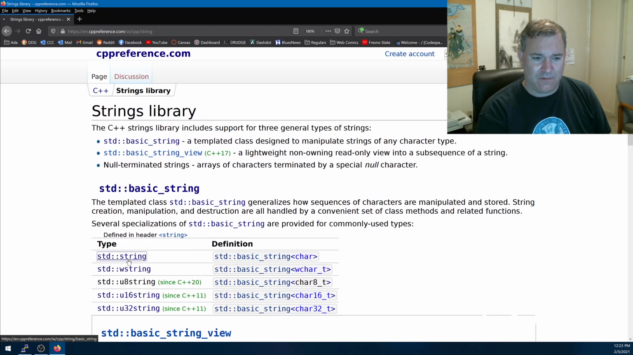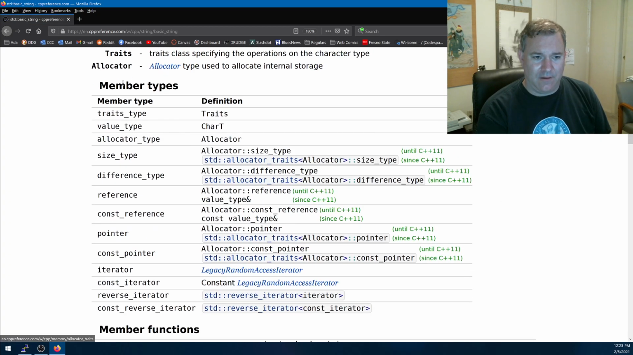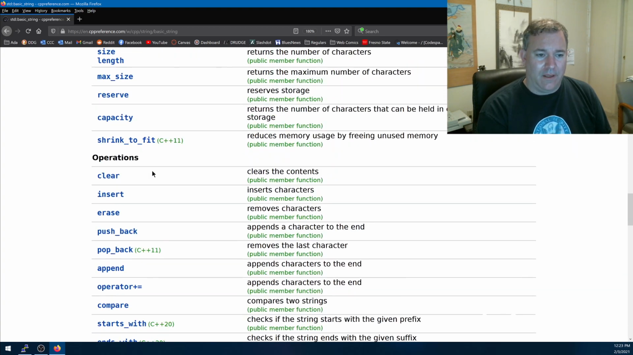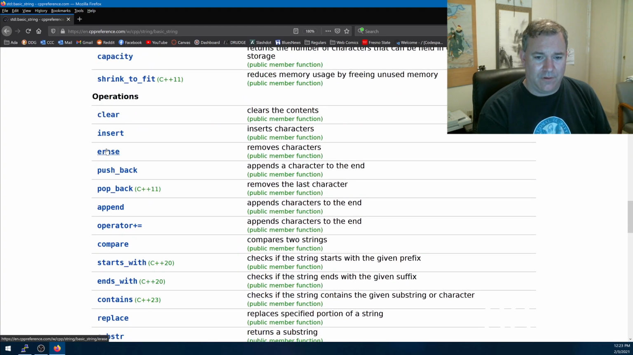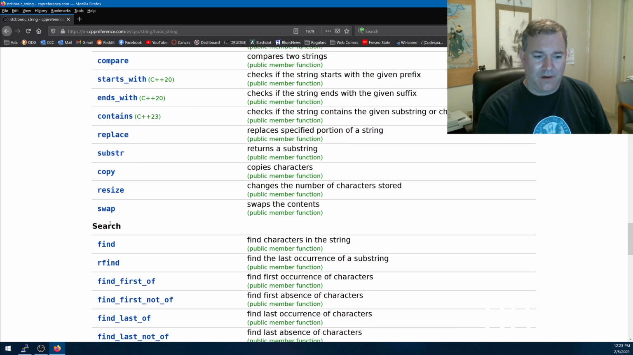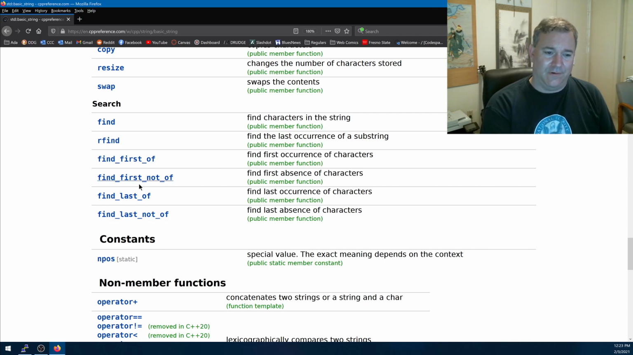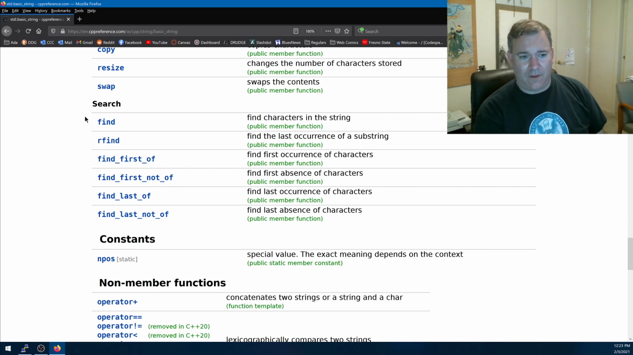Documentation. Okay, that's cool. Click on that. And then I can scroll through here and see all the different things I can do with a string. You can erase characters and push and pop characters off of it. And, oh, look, here's a bunch of find functions, right? Find characters in a string, find the last occurrence of a substring within a string, find the first not in it.